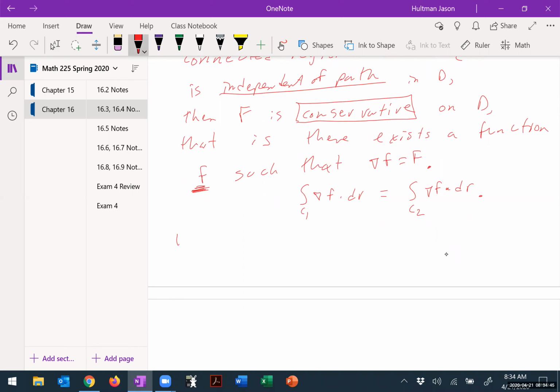It says we can get the parent function, f of t, basically f of x, y, z, however you want to do it. I'm just going to leave it as f. We can get the parent f from capital F by figuring it out. And we'll get to what does that mean? How do we figure that out? Maybe we'll do that right now.